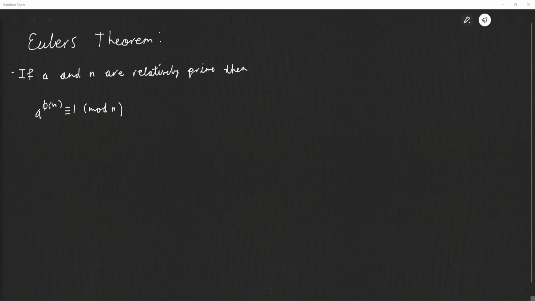So now we have Euler's theorem, which, if we know what phi of n is, we can state: if a and n are relatively prime, then a to the power of phi of n is congruent to 1 modulo n, which is a powerful generalization of Fermat's little theorem, which works when n is prime. And then Euler's version works for any positive integer n.